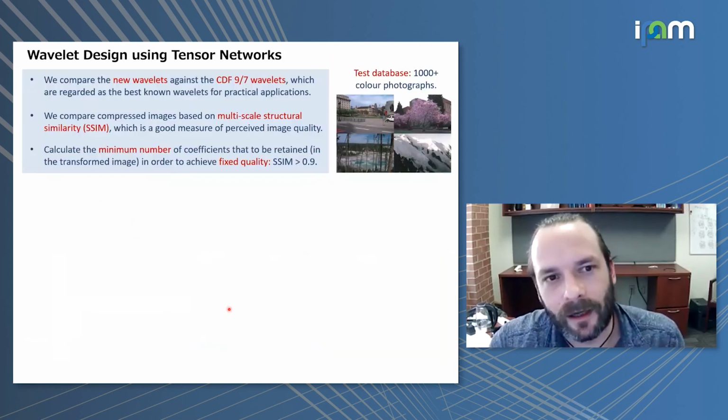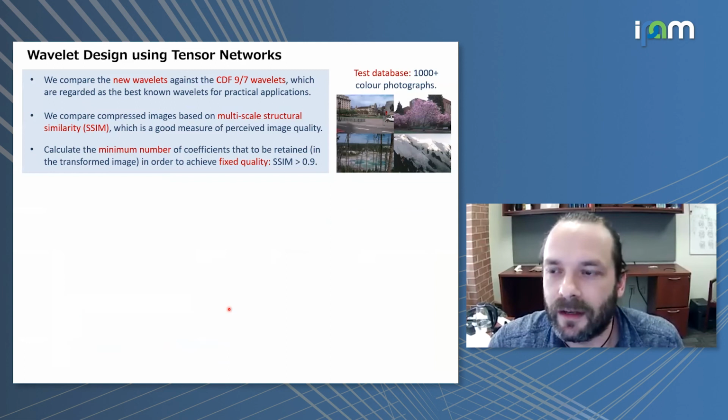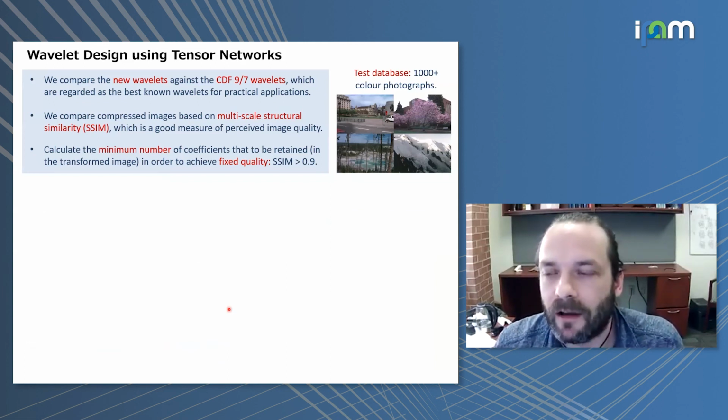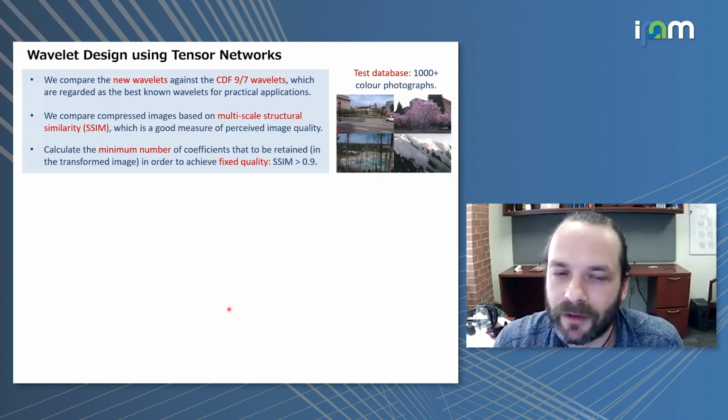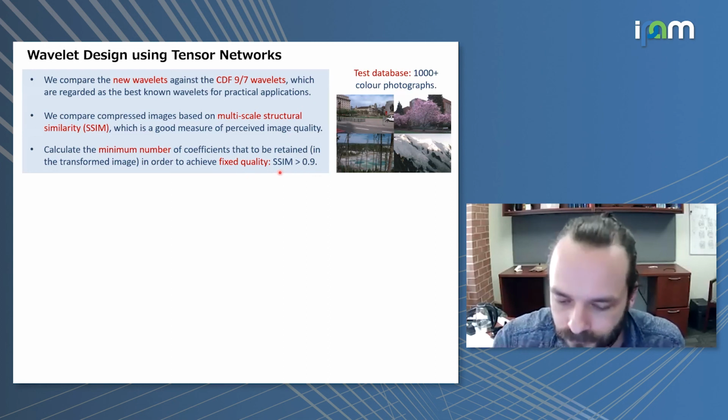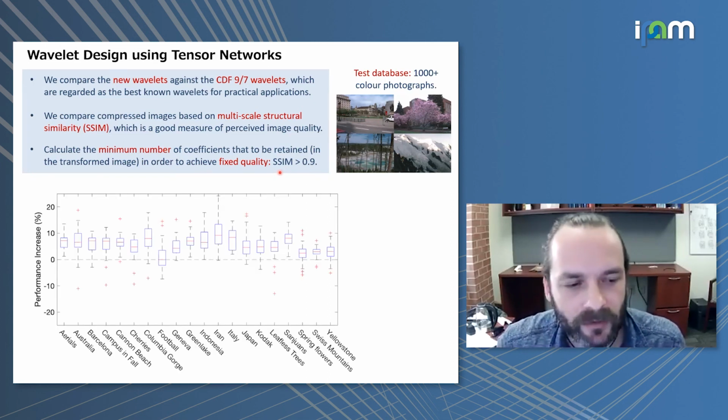Okay, so what we're going to do is take a test database of many thousands of photographs. We're going to compare how well our wavelets compress versus these CDF wavelets, which are the state-of-the-art wavelets used in practical applications. And the way we're going to do this is we're going to say, what is the minimum number of coefficients in order to achieve some desired quality?